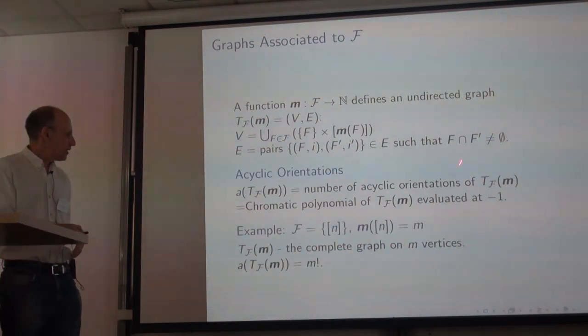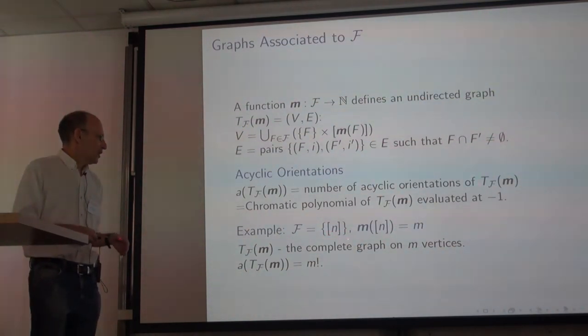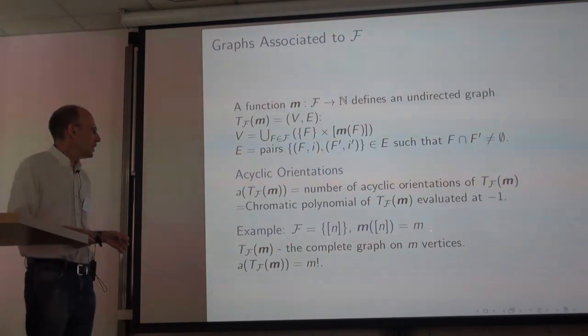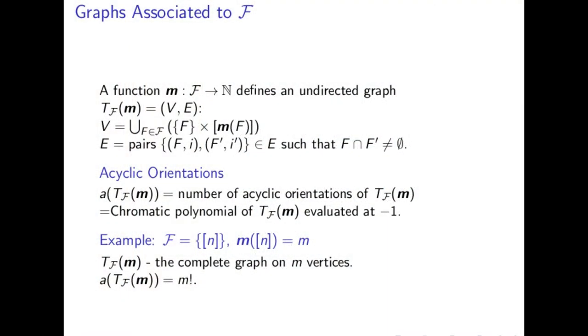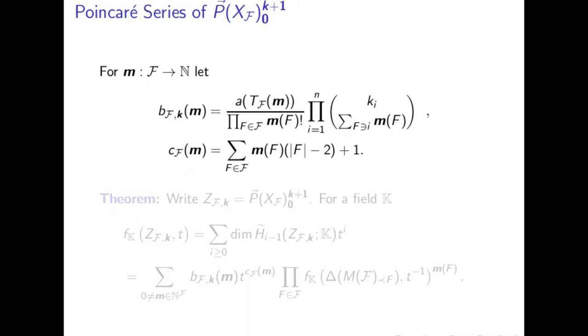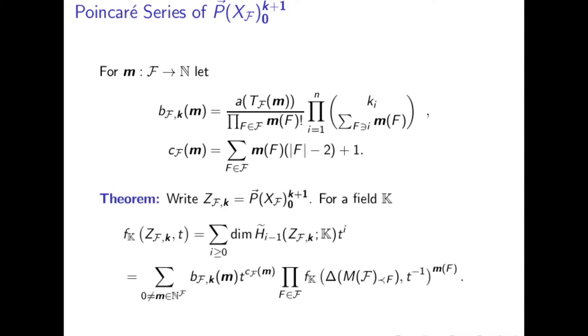Here is one example. We take F to be just 1 to n, so this is the Raussen and Ziemiański example, and n will be m. So we get a complete graph on n vertices, and the number of acyclic orientations is simply n factorial. You decide on the order, and then you direct the edges accordingly. Okay, and now we have two numbers which can be expressed in terms of the acyclic orientations of these graphs. So this is BFKM. It's just some expression. And we have another expression which depends on n and on the underlying hypergraph.